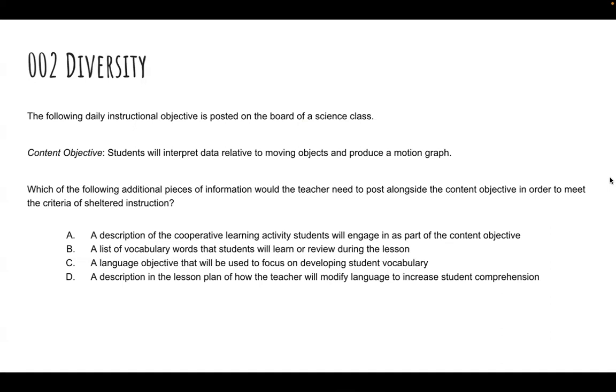Okay. The following daily instructional objective is posted on the board of a science class. Content objective. Students will interpret data relative to moving objects and produce a motion graph. Which of the following additional pieces of information would the teacher need to post alongside the content objective in order to meet the criteria of sheltered instruction?